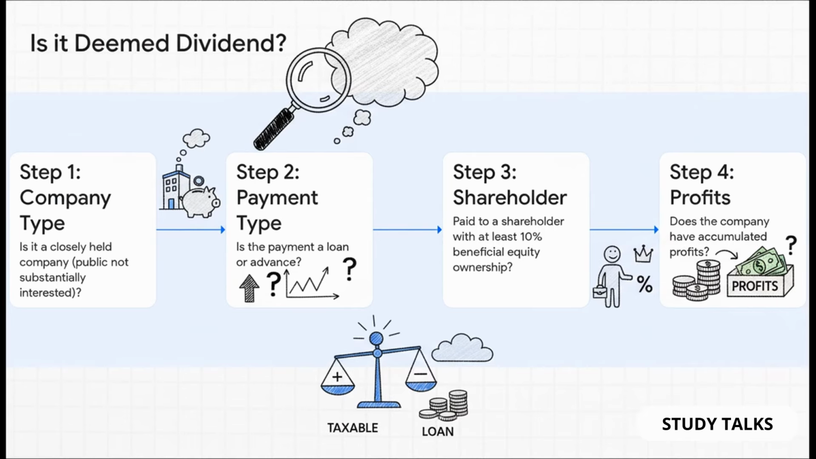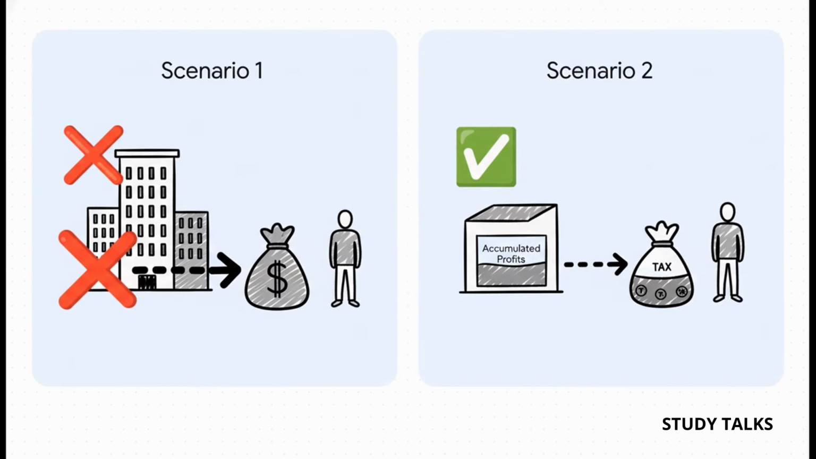But, and this is the key, it's only a dividend up to the amount of the accumulated profits. Anything over that is just a loan. This example makes it crystal clear. Look at scenario 1. It's a public company. Stop right there. The rule doesn't apply. Zero deemed dividend. Now, scenario 2. It's a private company. Shareholder has 28%. It's a loan. All conditions met. The loan is for 5 lakhs, but the accumulated profits are only 4 lakhs. So what's the deemed dividend? 4 lakhs. The other 1 lakh, that's just a regular loan.